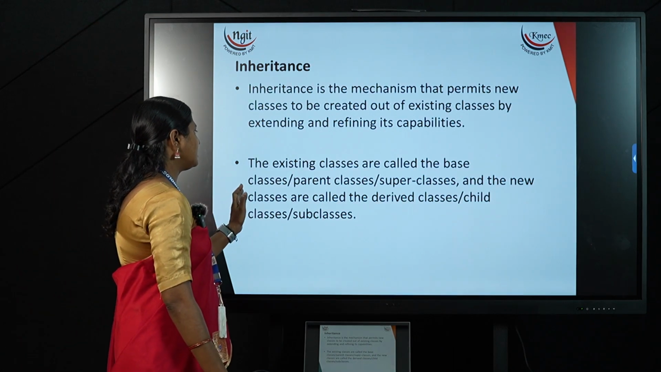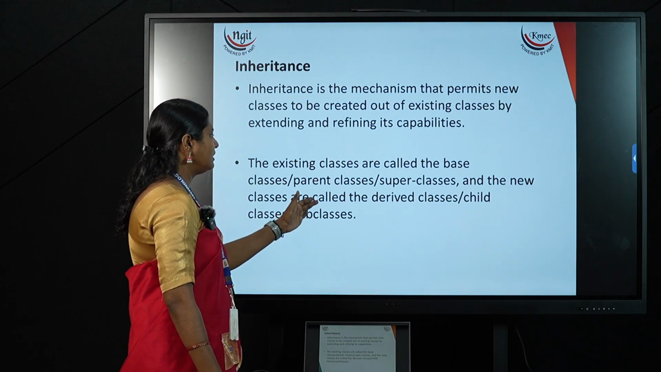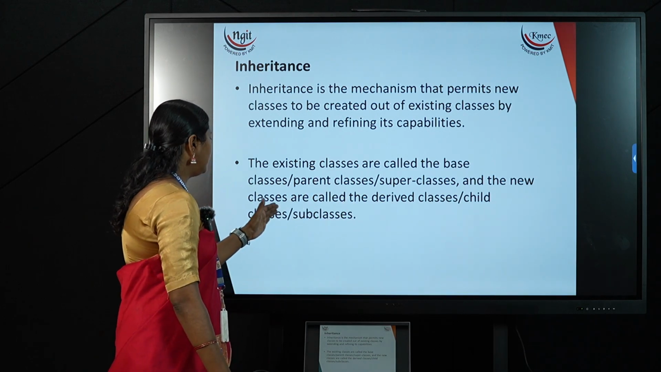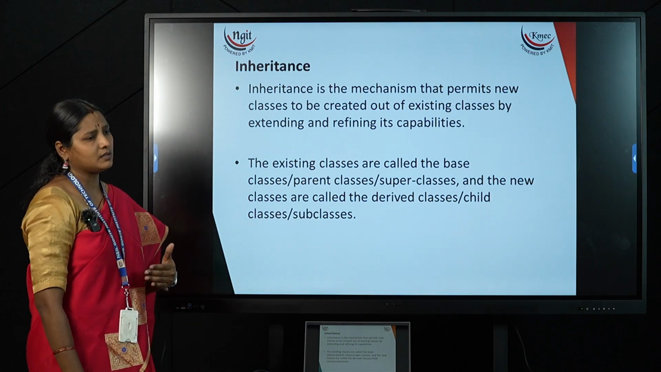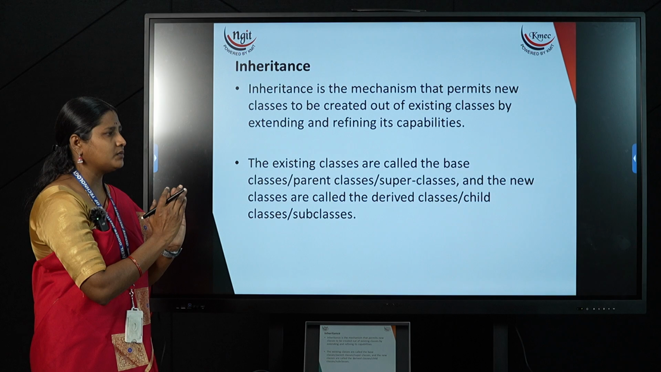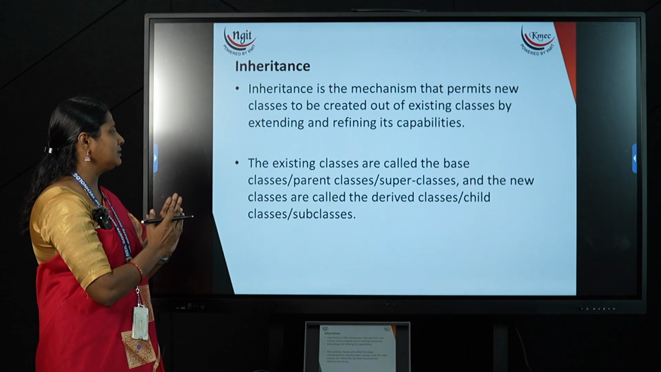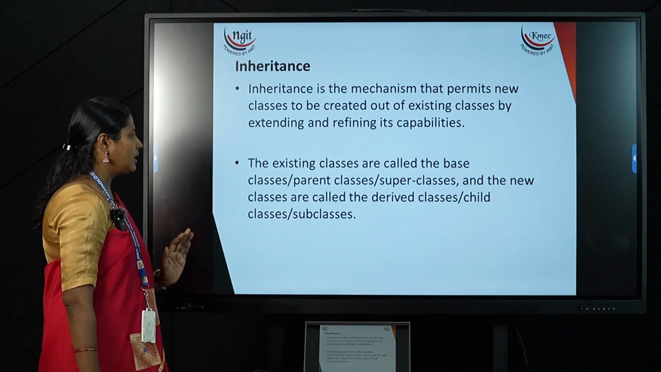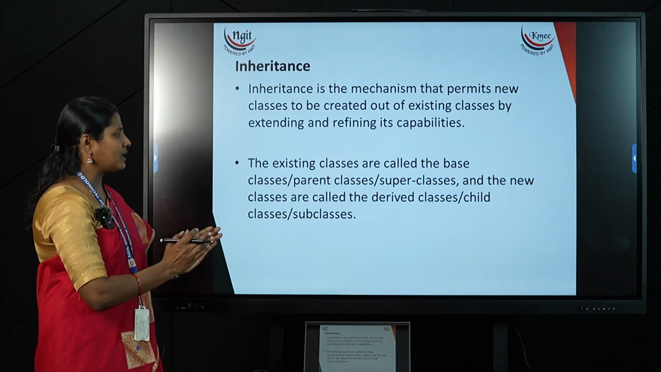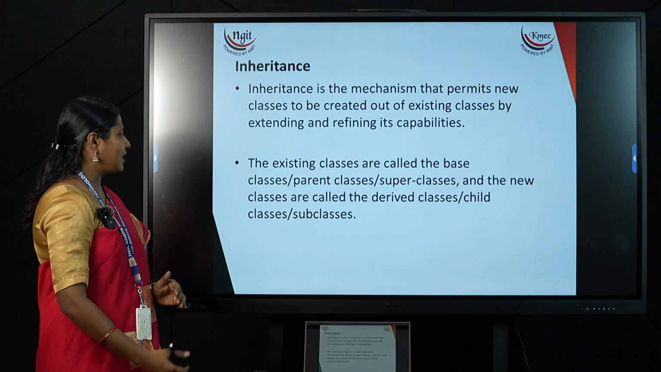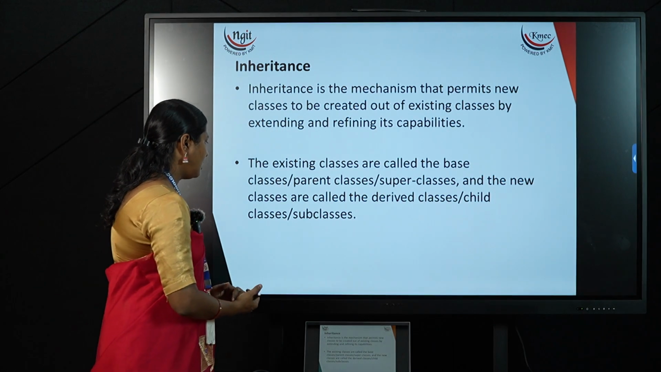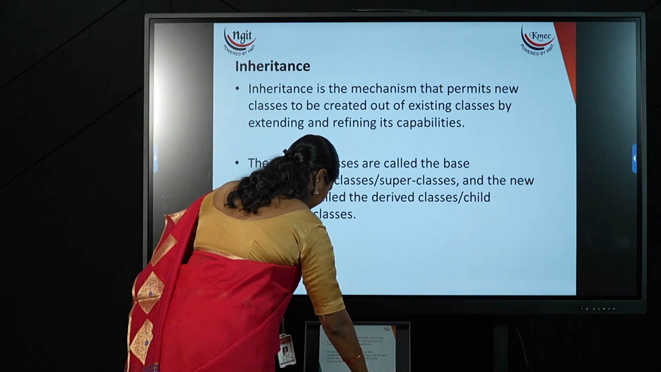The existing classes are called base classes, parent classes or super classes, and the new classes are called derived classes, child classes or subclasses. As we discussed, the first class which is created becomes the parent class or base class, also called the super class. The classes derived from that base class are considered child classes, new classes, or subclasses.